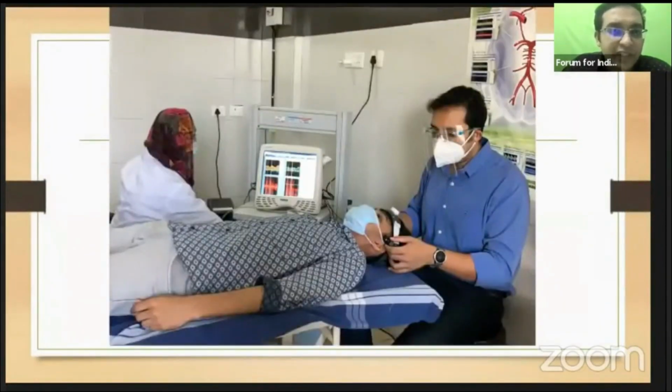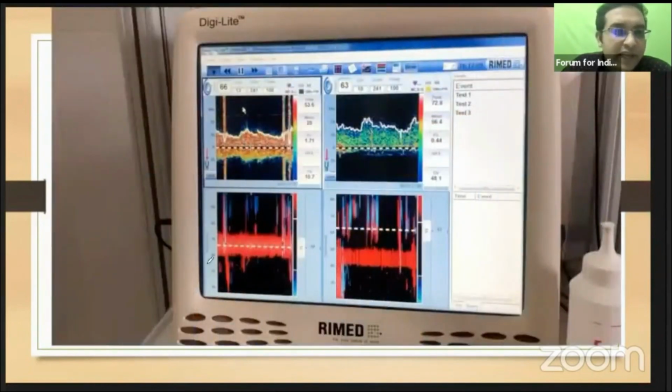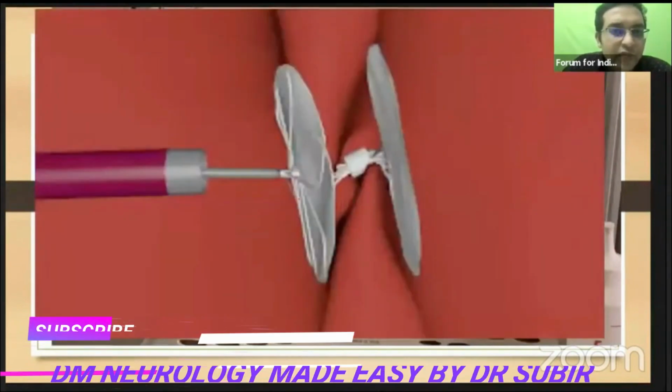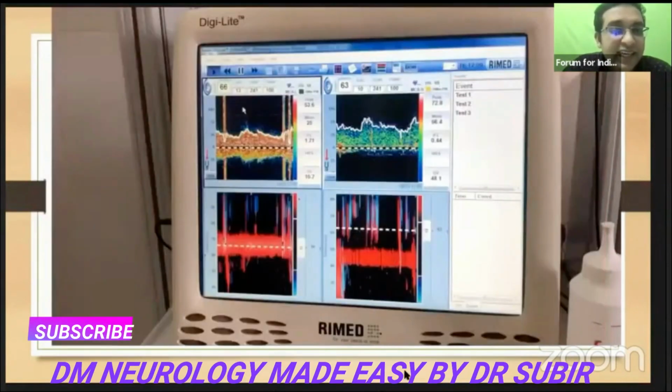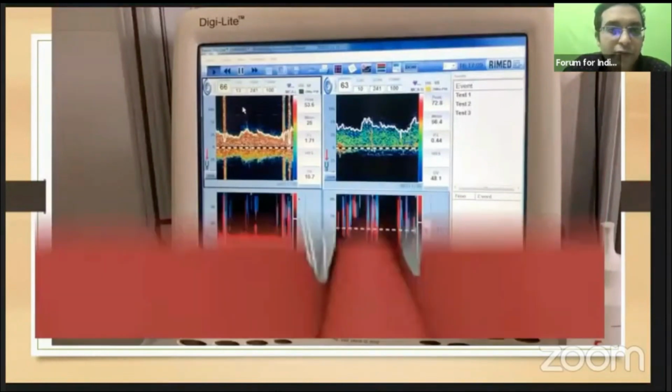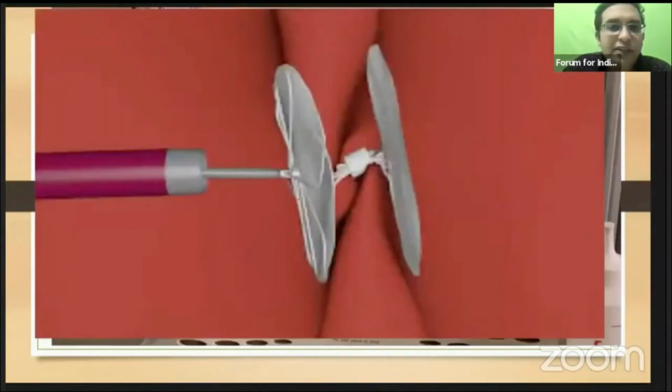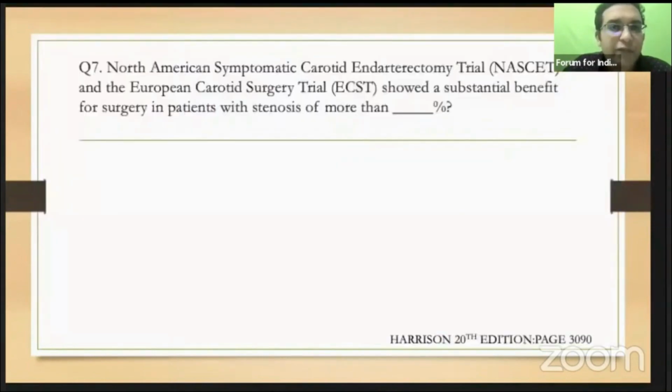So this is the TCD machine we have in our neurology labs. And what you get in these machines is high intensity signal transients, otherwise called HITS, which suggests that there is an abnormal flow. So this is the device which is used in case of a PFO.